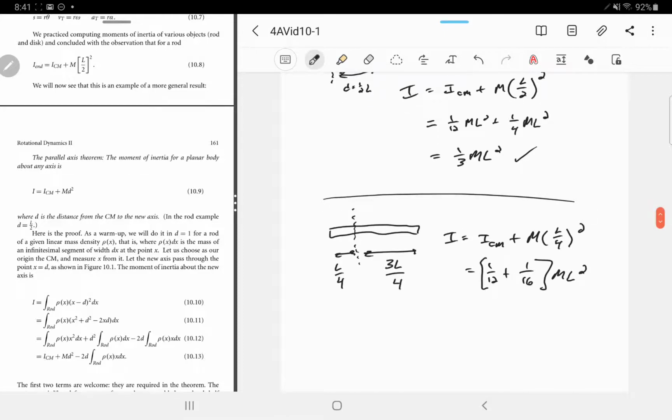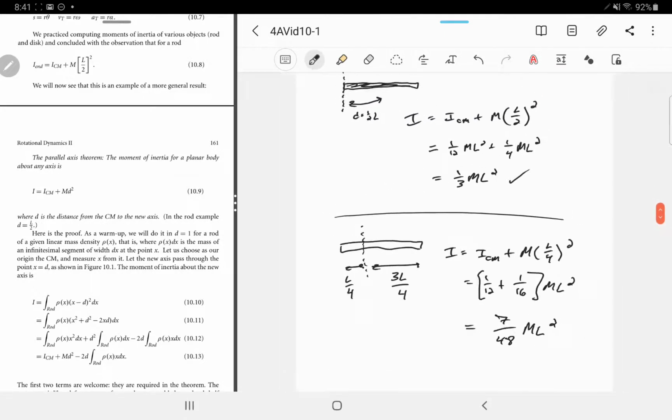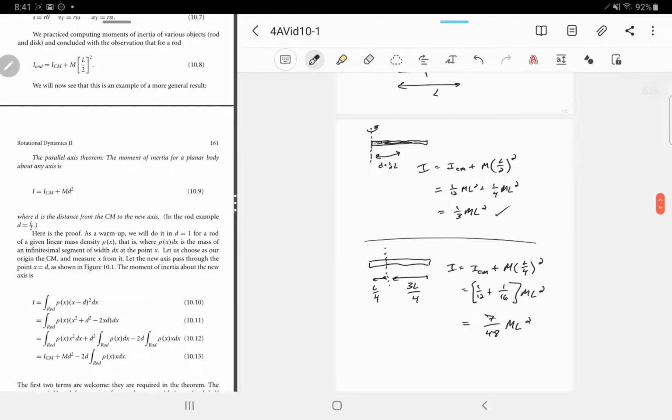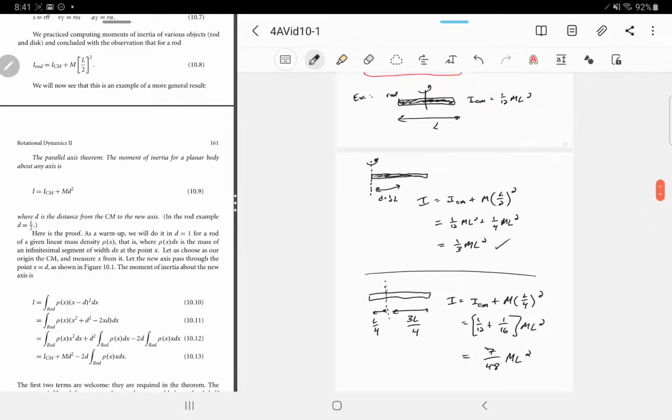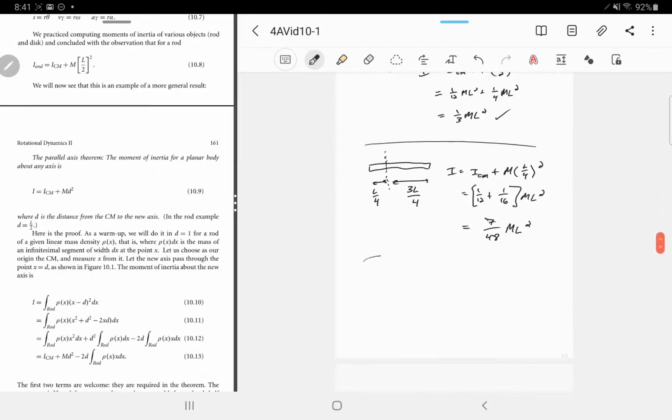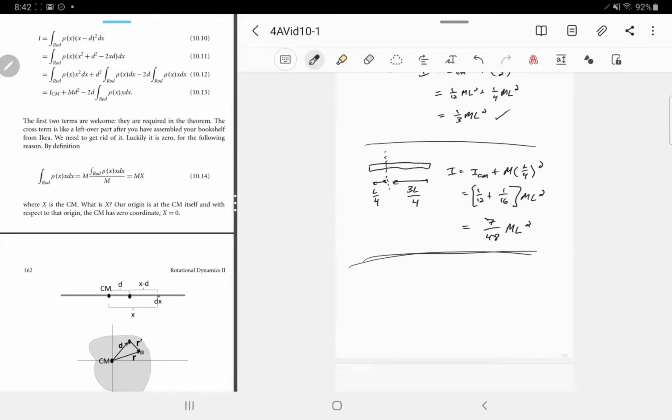Oh boy. This is 7/48, is that right? You could write this one as 4/48, and then this one is 3/48, so this is 7/48. Kind of a gross number. So this is bigger than the 1/12 ML squared, but not quite as big as the 1/3 ML squared, so that makes sense. You can see how powerful this is. As long as you know the moment of inertia through the center of mass, you can find the moment of inertia pretty easily through any parallel axis. This is a pretty great result.